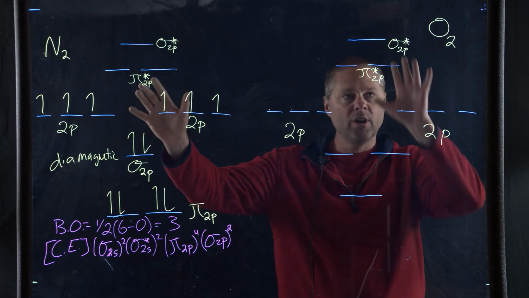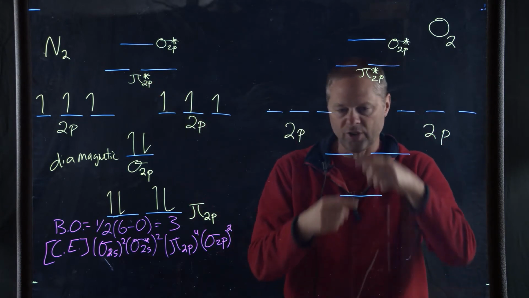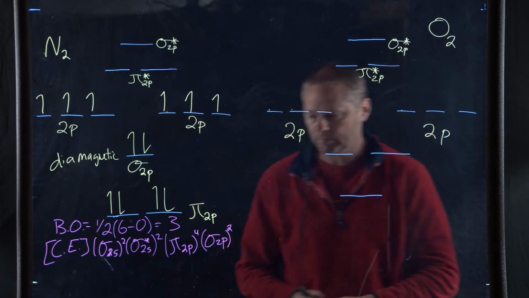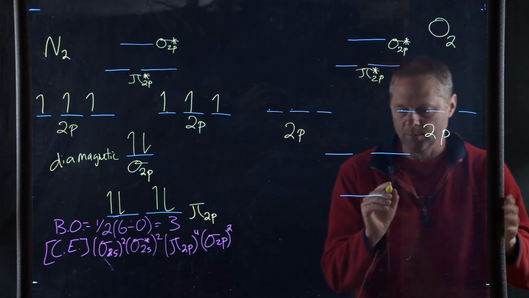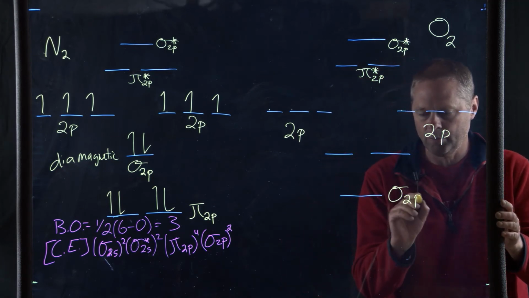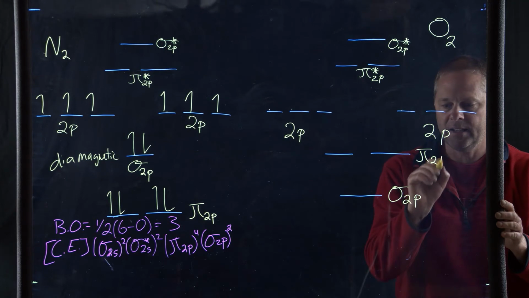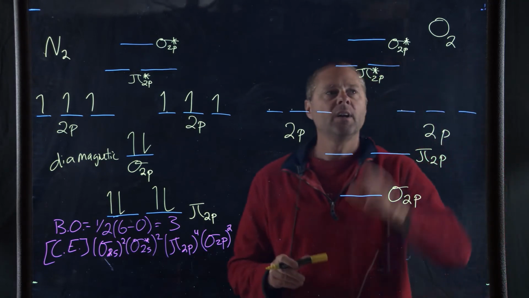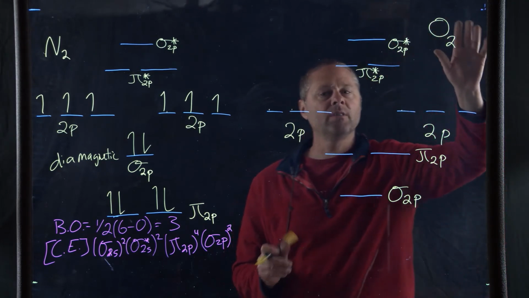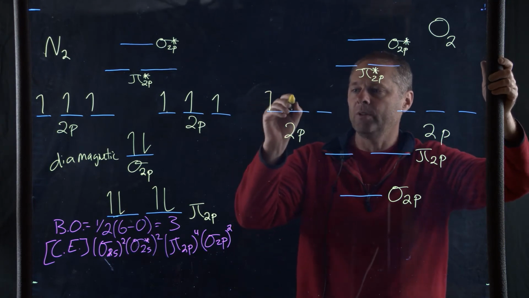So at nitrogen to oxygen, there's a switch in the bonding order. And this is now the sigma 2p, and this is the pi 2p, okay? Now, if you recall that oxygen is going to have a 2p4.